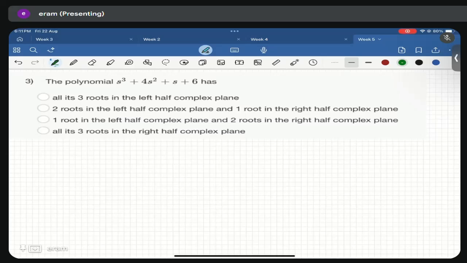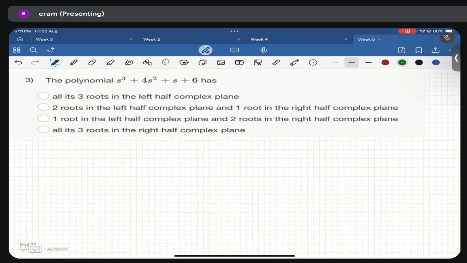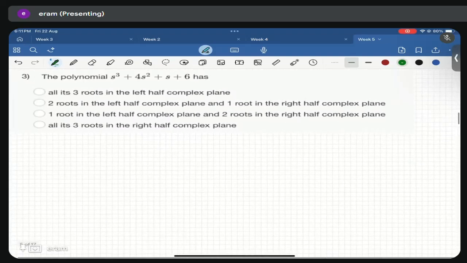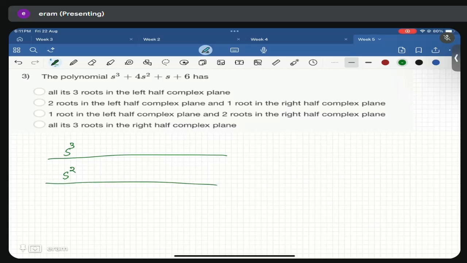What it says is that we have to form a table starting with the highest degree. So we have s cube, then s square. The coefficient of s cube is 1, and we have to increase in order of 2, so the next will be s, whose coefficient is 1. For s square we have 4, and the next coefficient, s to the power 0, is 6.